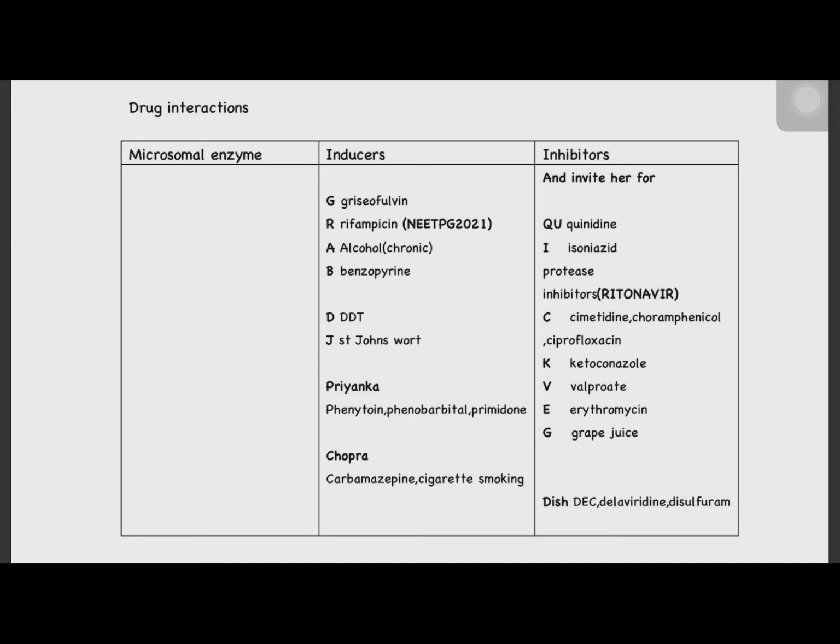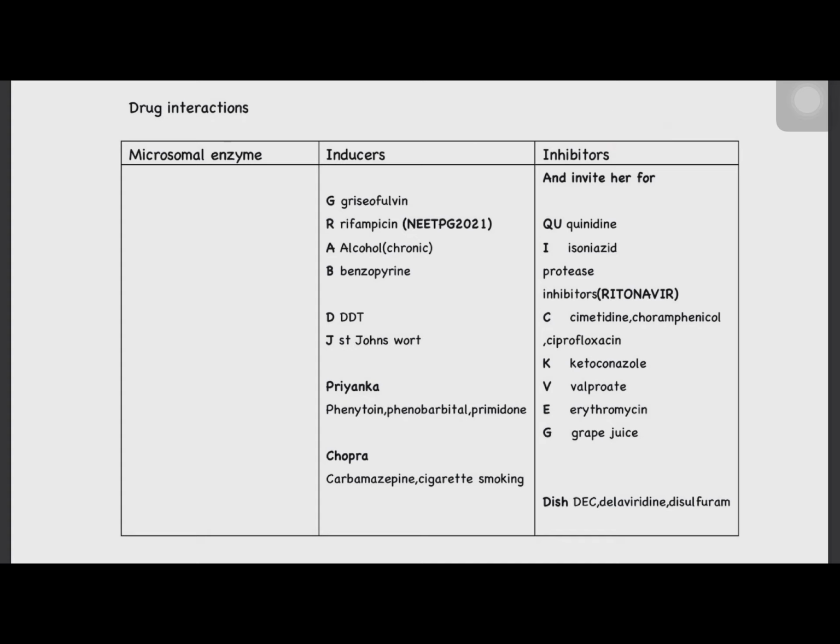As you know, there are substrates for these microsomal enzymes, and based on that substrate the metabolism takes place. So if there is a microsomal enzyme inducer, the drug is metabolized and the active form is in less number, so this causes failure of the drug. Whereas when you inhibit this enzyme, the drug level increases, the active form increases, and this leads to toxicity.